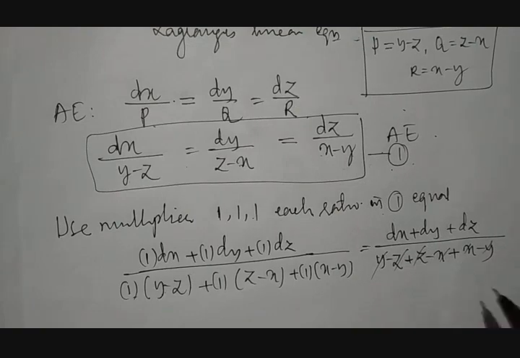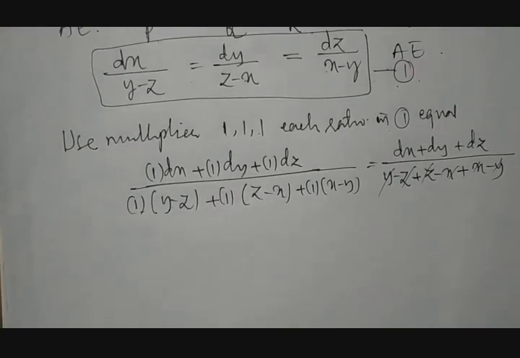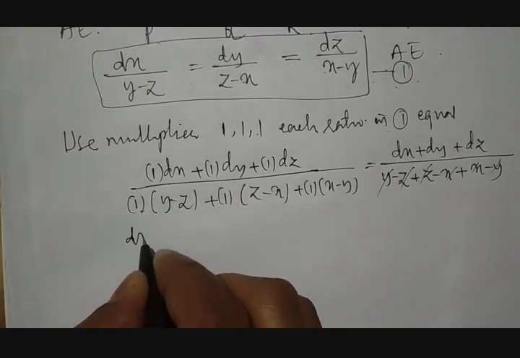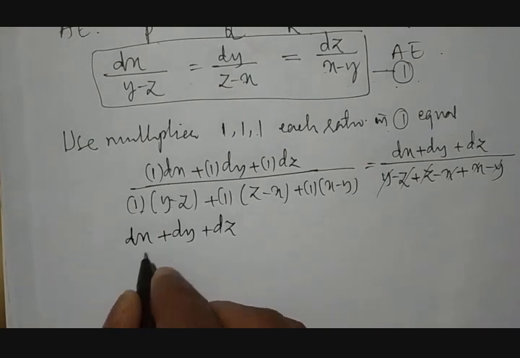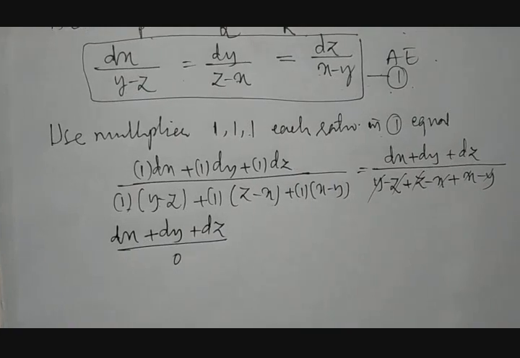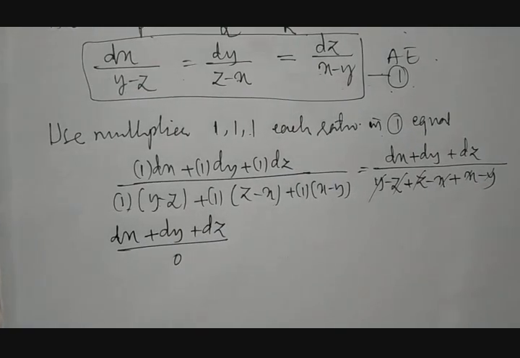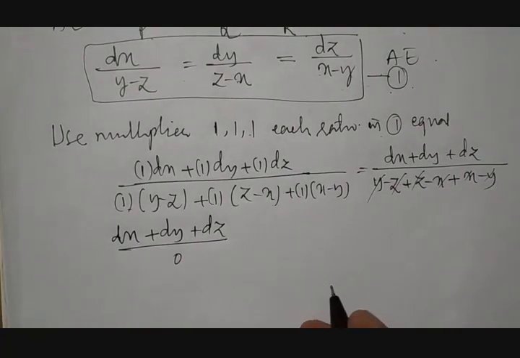If you see this case, y minus y, plus z minus z, plus x minus x get cancelled. Then what are we getting? We are getting dx plus dy plus dz divided by 0. That means its denominator becomes 0.